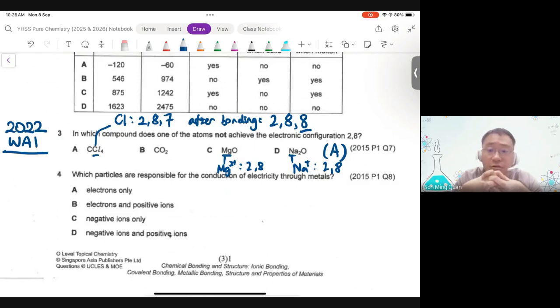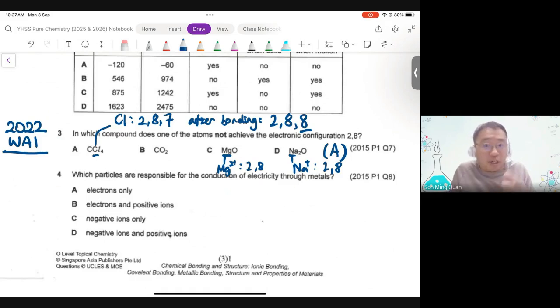So if you don't know how to do this, you need to revise the whole of bonding. That means your concept of achieving a fully filled outermost shell is not strong. So you need to read through the concept of ions and also covalent bonding once more. Firm up your concept of what it means to achieve a fully filled outermost shell.